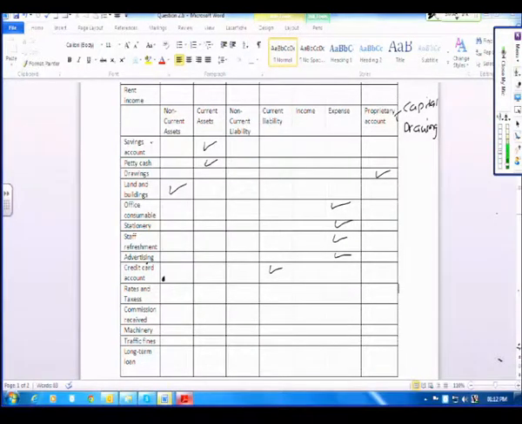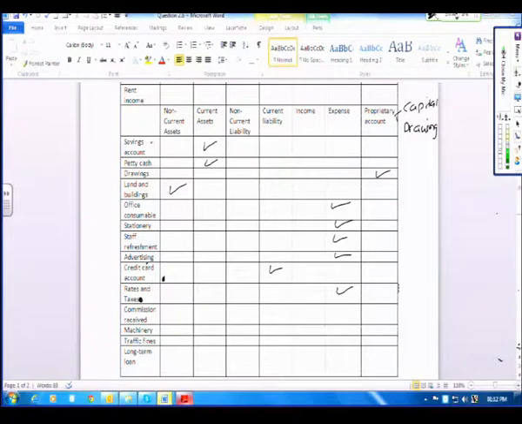What about your rates and taxes? So your rates and taxes, you pay them to your municipality every single month. So you have to incur those expenses. They are necessary for you to operate.